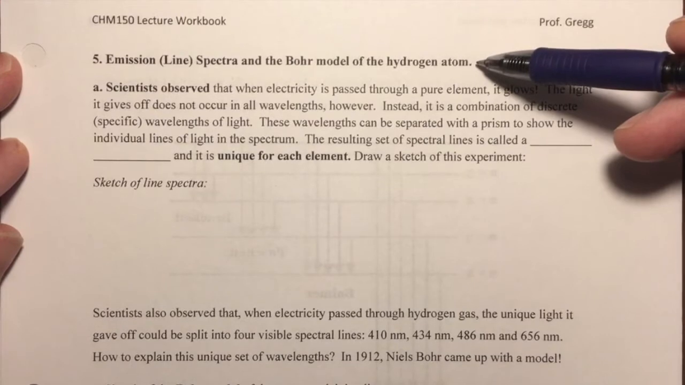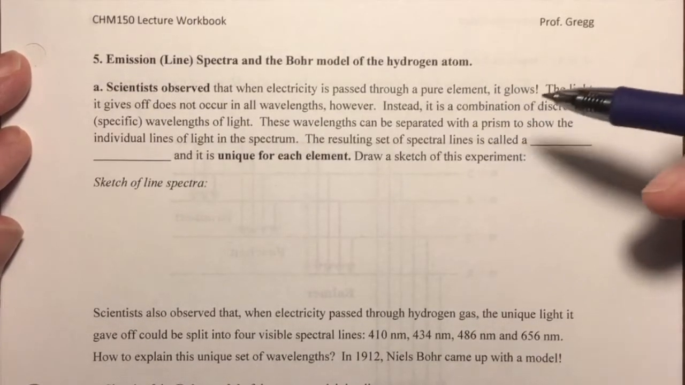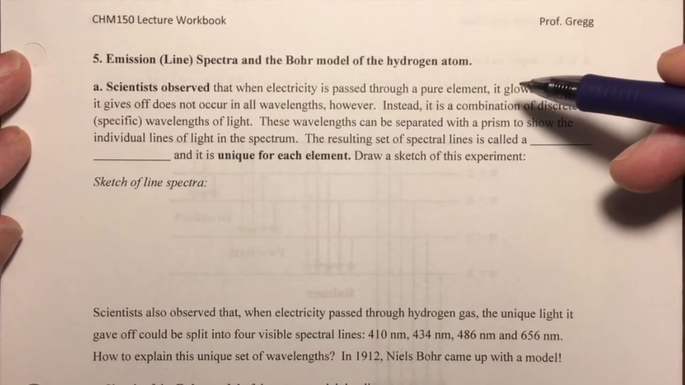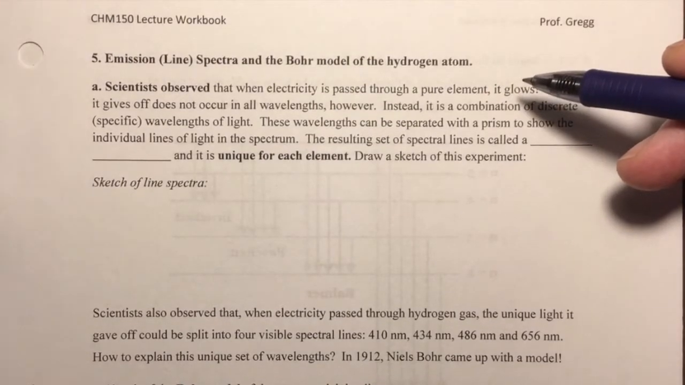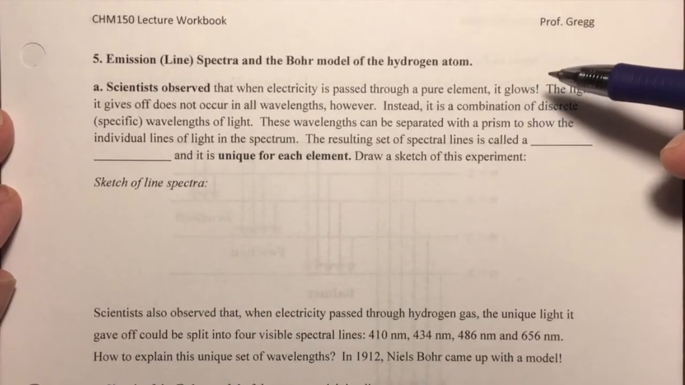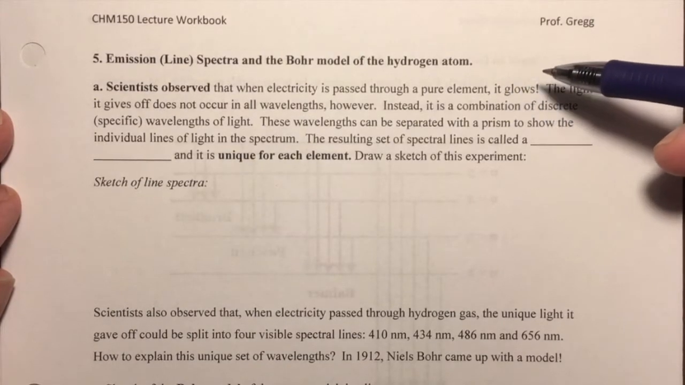So in an earlier video I was talking about blackbody radiation, which is when you heat up an object and it glows. And a fundamental characteristic of the radiation that is given off by a blackbody object is that the electromagnetic radiation that is given off when it glows occurs in what's called a continuous spectrum. That is, all wavelengths are represented, sort of like the rainbow. The rainbow is a continuous spectrum of all visible wavelengths.